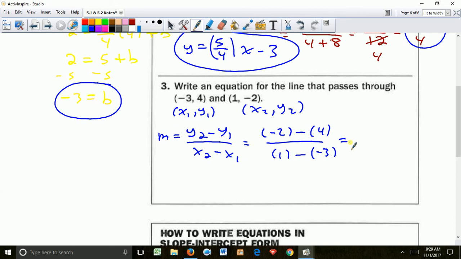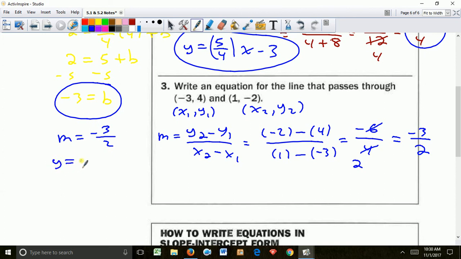-2 minus 4 is -6. 1 minus the opposite of 3 is 1 plus 3, which is 4. And simplifying that, 2 goes into -6, -3 times, and then 2 goes into 4 twice. So m is equal to -3/2. So there's your slope. Next step, you got to calculate b, or y-intercept.